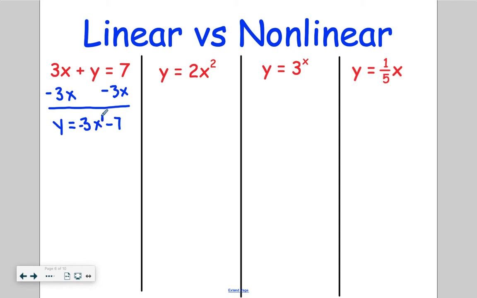Looking at our exponent here, we've got an exponent of 1. So this would be a linear function. And the reason for that would be that exponent is 1. So we've got our exponent of 1.